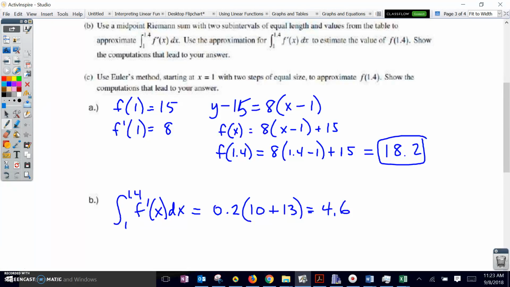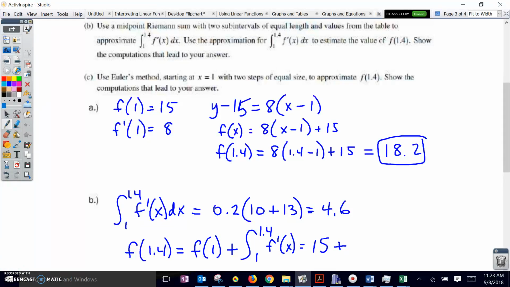and then to find f of 1.4, or approximate f of 1.4, remember f of 1.4 is equal to the value of f of 1 plus the integral from 1 to 1.4 of f prime. And so f of 1 is given here as 15. And so I'm going to take 15 plus 4.6. I'm going to approximate this value as 19.6.